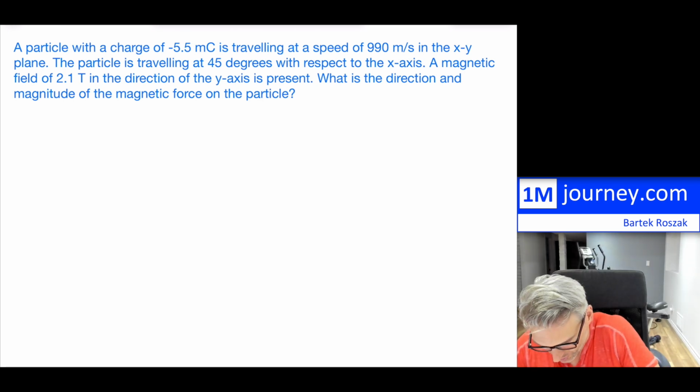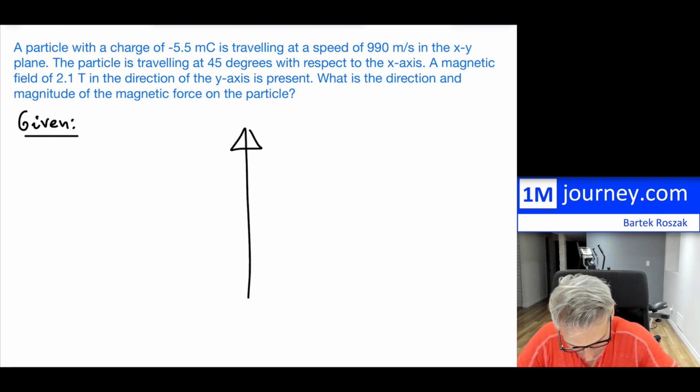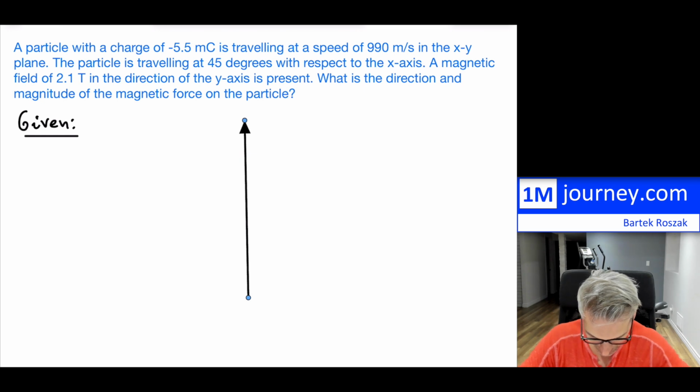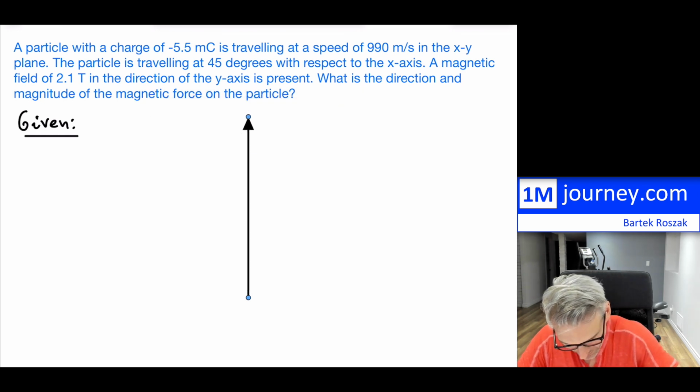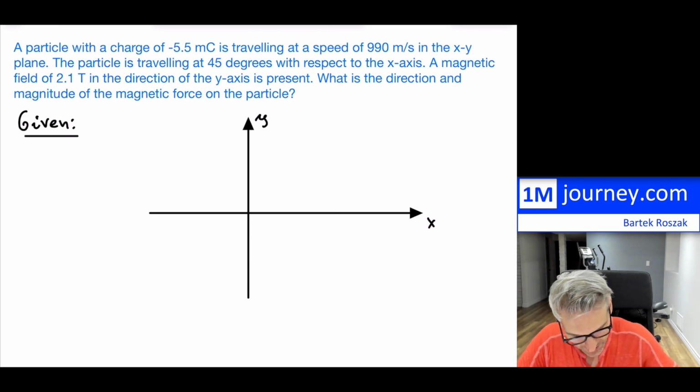Let's try to draw this out. So the given pieces of information are, this is the xy plane, so I'm going to structure my xy plane here. Here's my y, here's my x. So this is what I would have. And then as a reference, the charge is negative 5.5 millicoulombs and it is traveling at 990. So we have all of those.